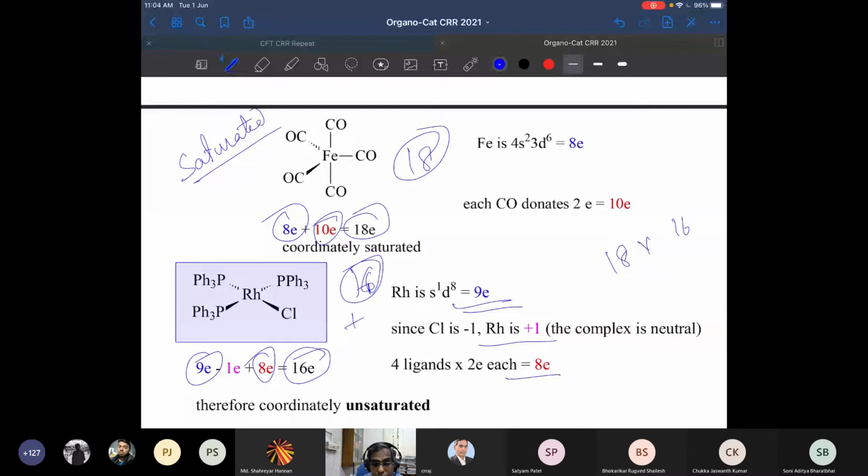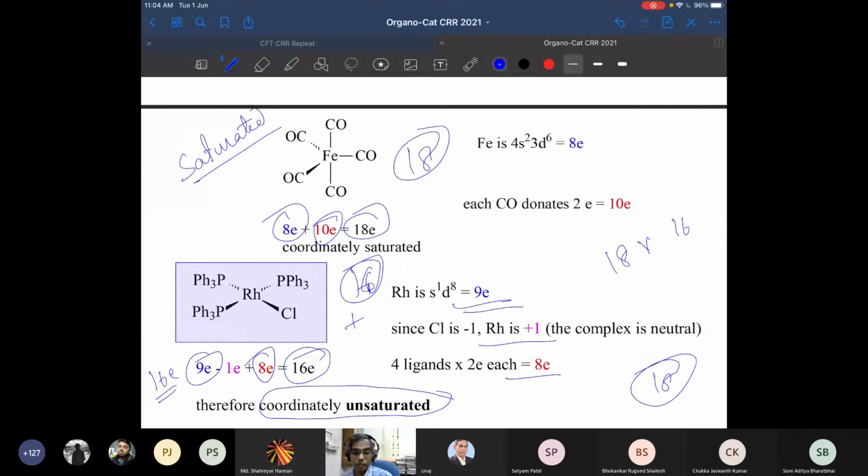What does it mean, saturated? There is no way you can add more electrons into that. Already it is saturated, coordinatively saturated. On the other hand, the rhodium complex is coordinatively unsaturated because it has only 16 electrons. The stable configuration, the inert gas configuration, is 18. Here you have only 16 electrons.